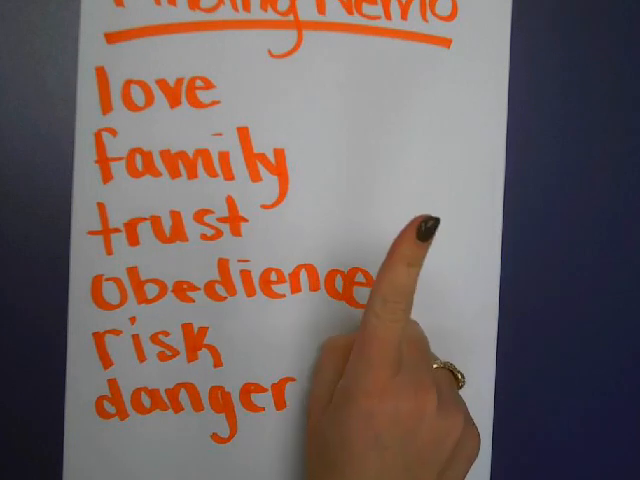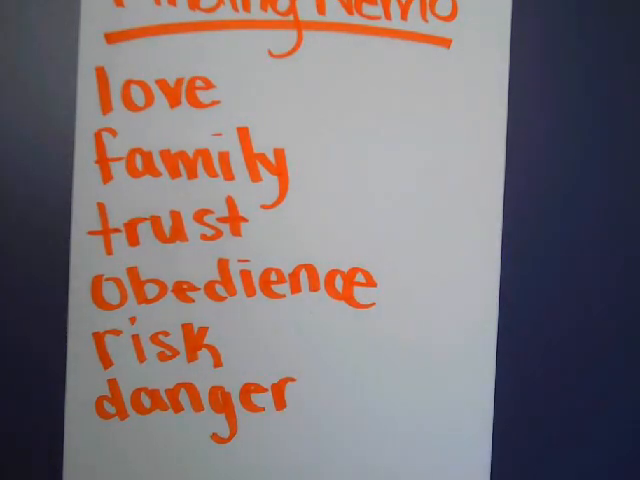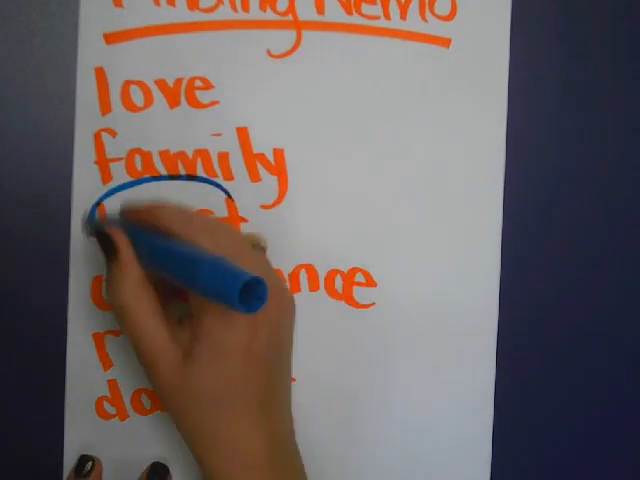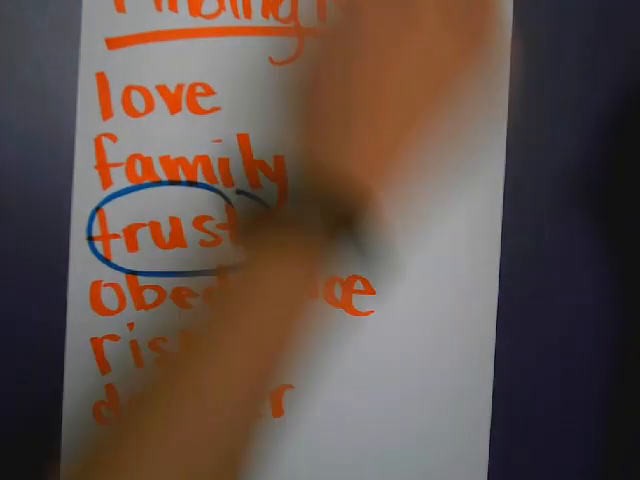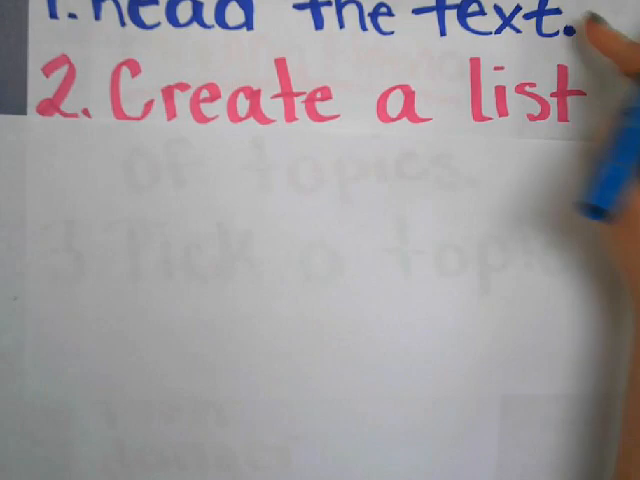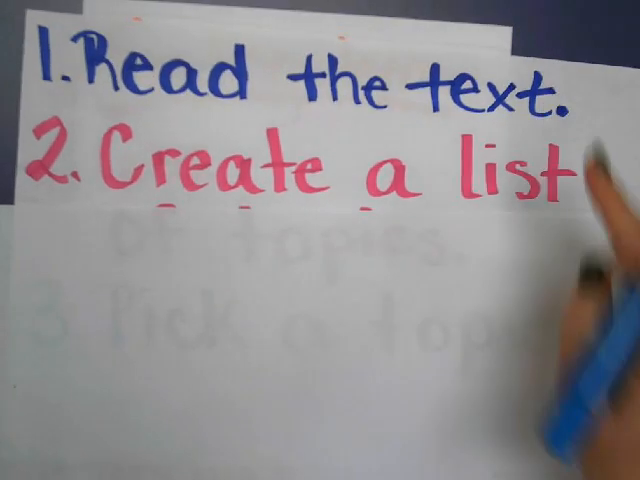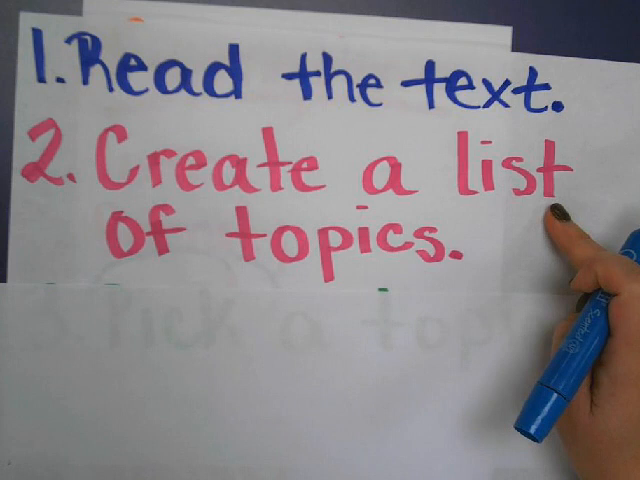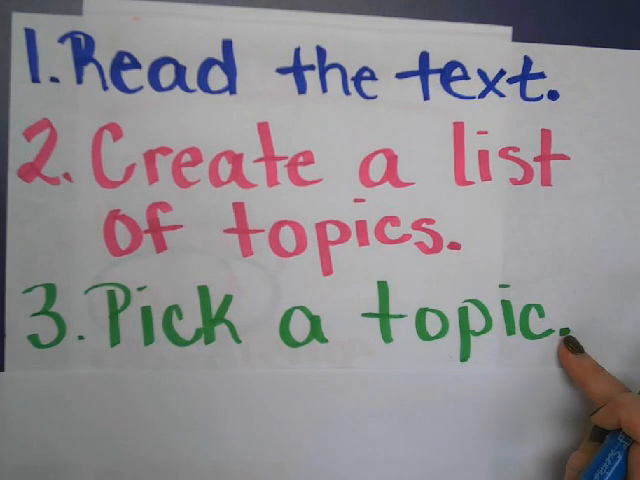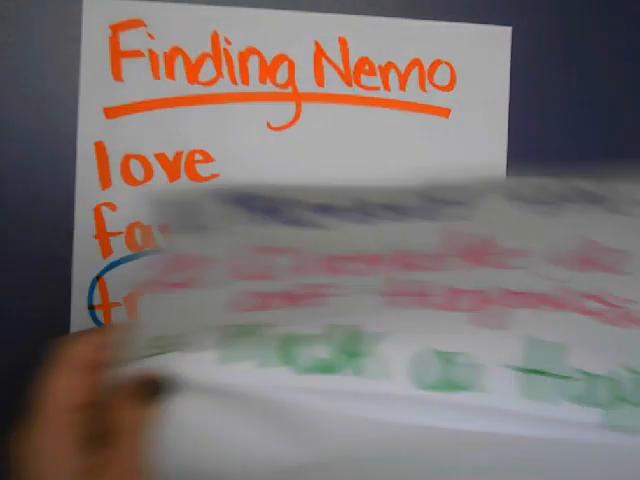Now I'm going to pick just one that I think is probably the most important, something that came up frequently. And when I think about that movie, something I think all the characters had to learn throughout the movie, the one that really stands out to me is trust. Okay, so I'm going to come back here to my steps to creating a theme and being successful. So reading the text, that's us. We've already seen the movie. Create a list of topics, we just did that. Now I have to choose a topic. So we just now chose trust.